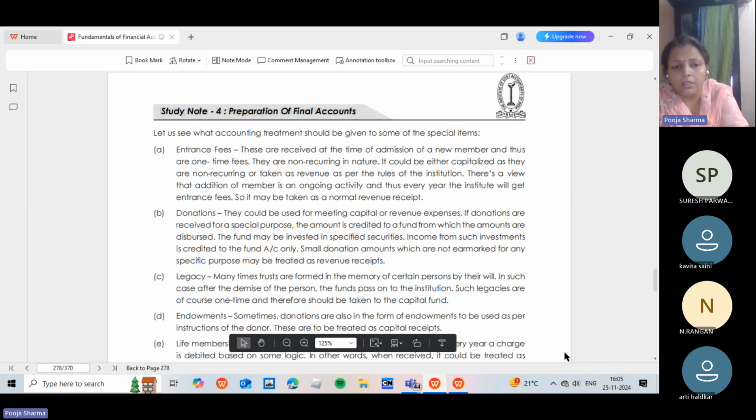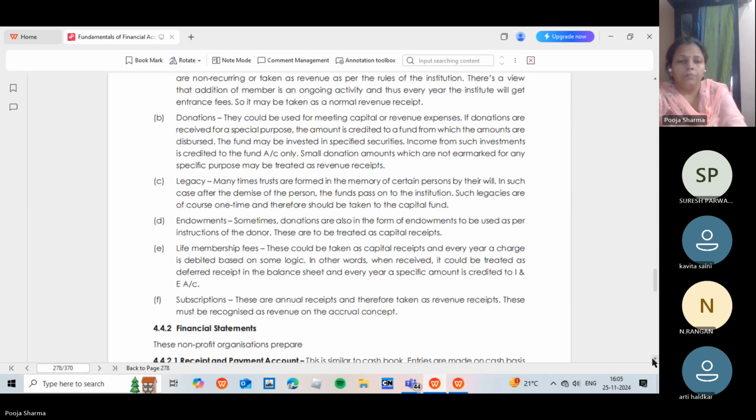Now, next is life membership. Life membership is given by the members to the non-trading concern to become a member of the society, club, or concern. Most probably, it is given only one time. It is not payable monthly or quarterly. So it is of capital nature or non-recurring nature, so it should be capitalized.